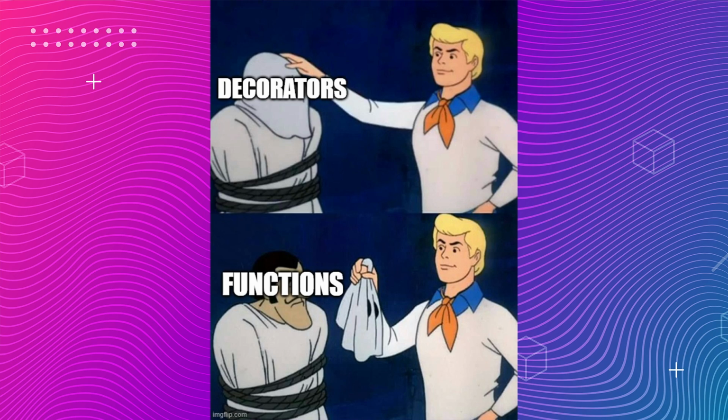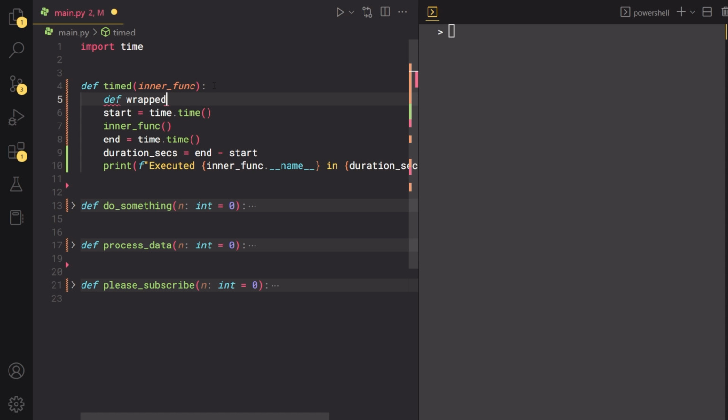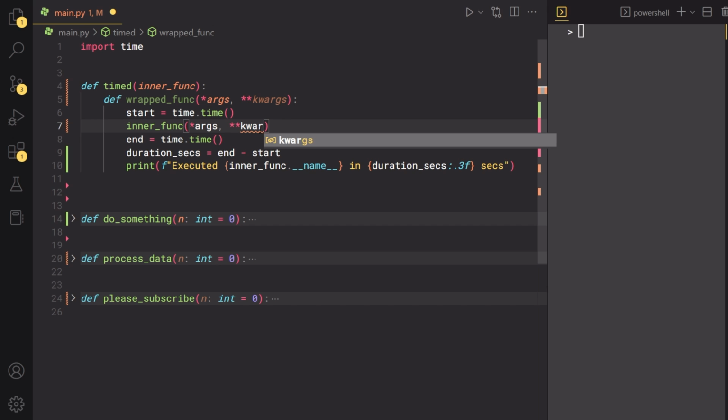So going back to our decorator function, we actually have to make it return another function. That's right, it's pretty much functions all the way down. So I'm gonna create a new function and I'm gonna call it wrapped function inside this decorator. I'm gonna make it pass through every argument it receives to the inner function.